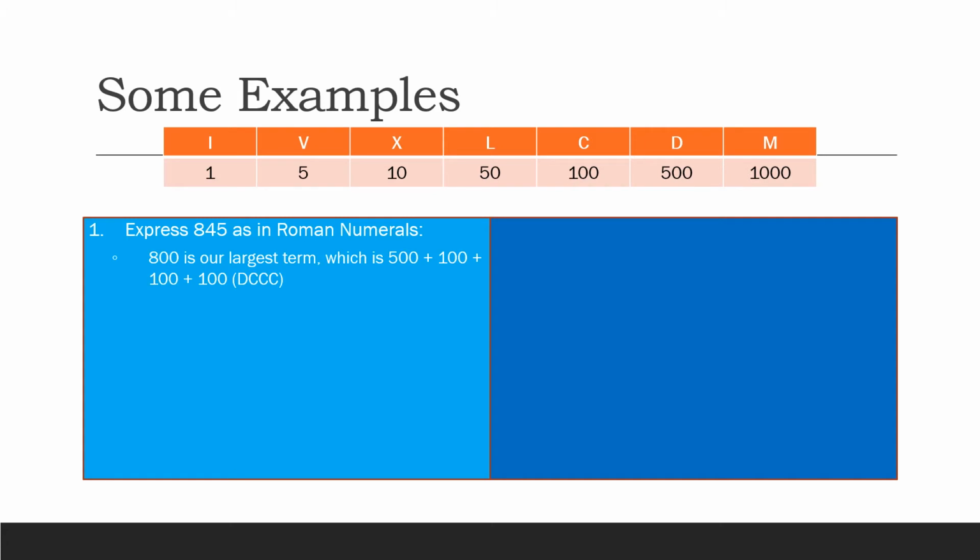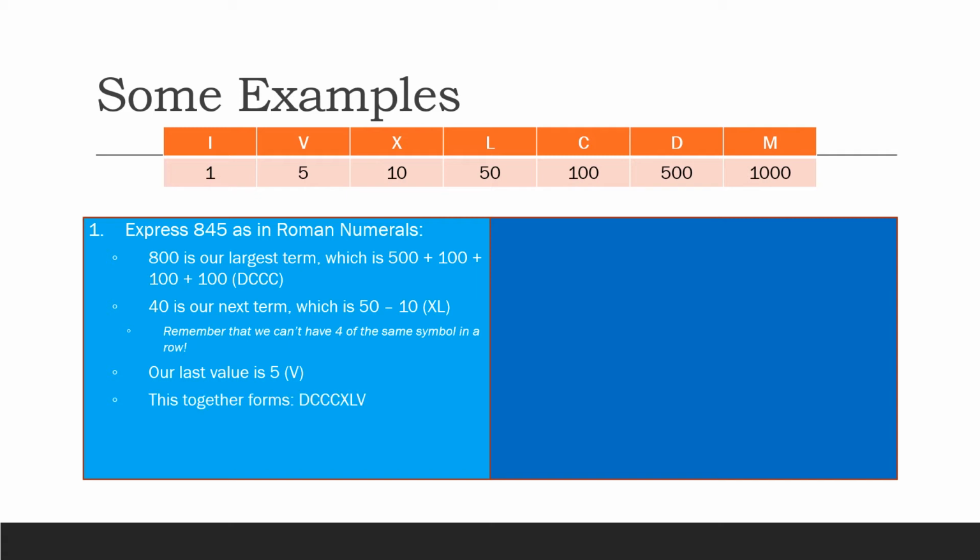and that's just 500 plus 100 plus 100 plus 100. That's DCCC. And 40 is going to be our next term, which, since we can't write 4 of the same symbol, we have to resort to using 50 minus 10, or XL. And our last value is going to be 5, which is just a V. When we put these all together, we get DCCCXLV.